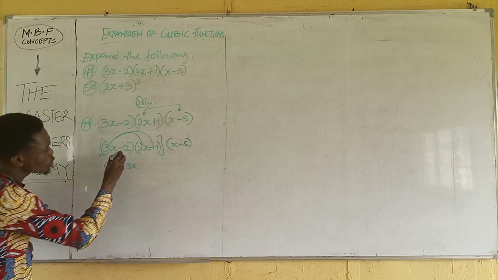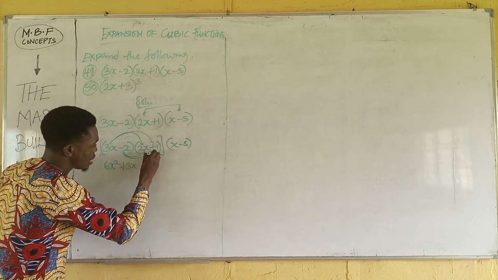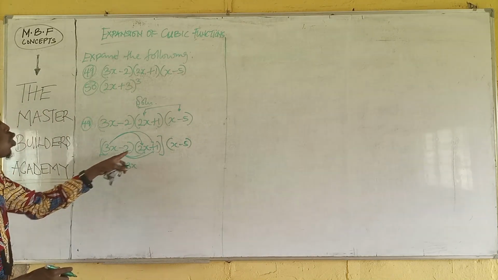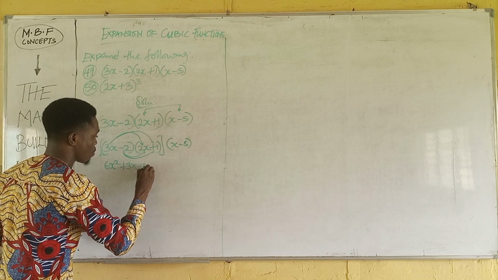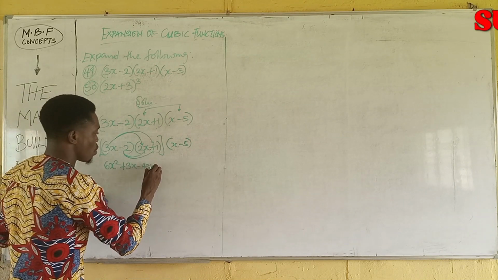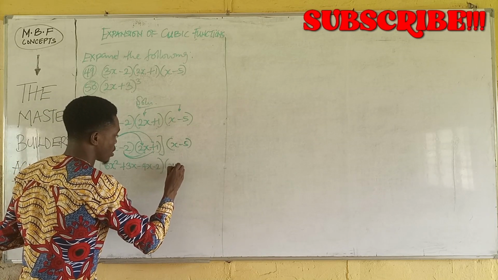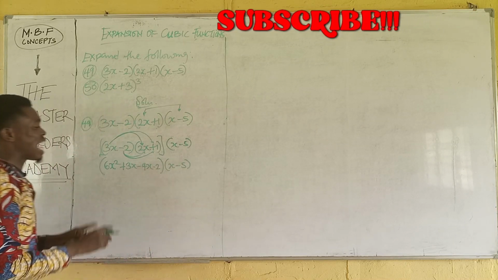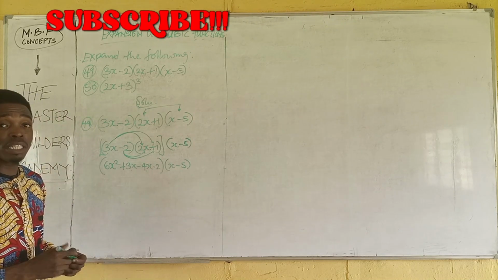Now we come to the second term in the first bracket to also use it to multiply the 2 terms in the second bracket. So minus 2 times 2x, guys, we are going to have this as minus 4x. And minus 2 times 1, we have minus 2. This is all about this. Then this is x minus 5. Then at this point, the next thing we are quickly going to do is to check that this and this, they have something in common, right?